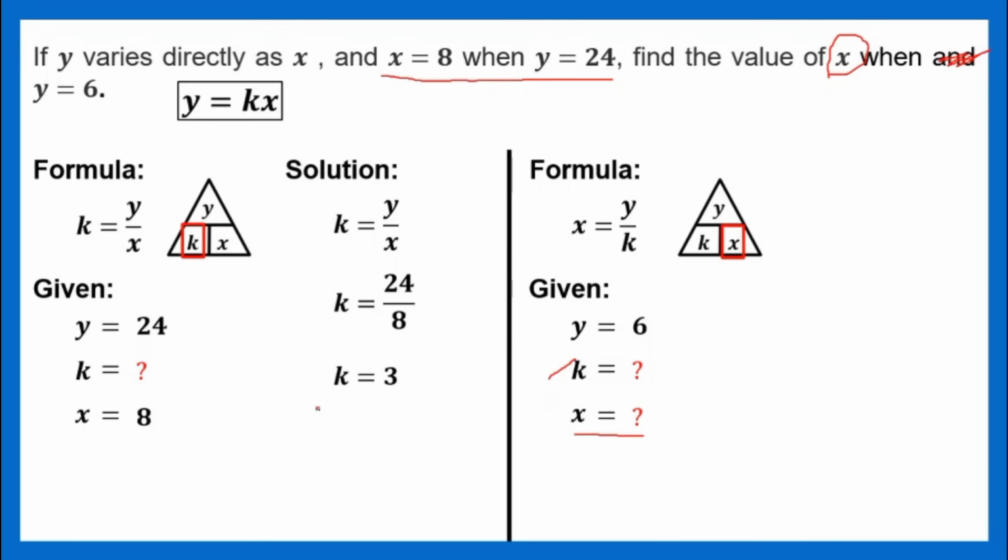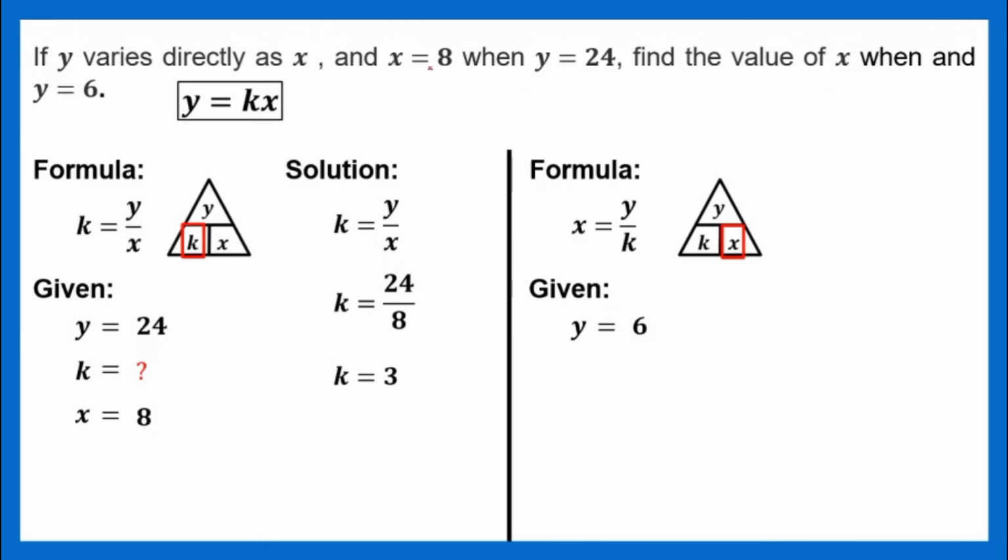Ibig sabihin, ang k nitong first set na equation is equal to the k value or the constant of variation doon sa kabila. So, pwede ko tong palitan: k is equal to 3. Pero yung y, 6 pa rin. Ginamit lang natin ito para at least makuha natin yung kulang pa din sa pinaka-given natin. Ganito na siya. Y is equal to 6 again.